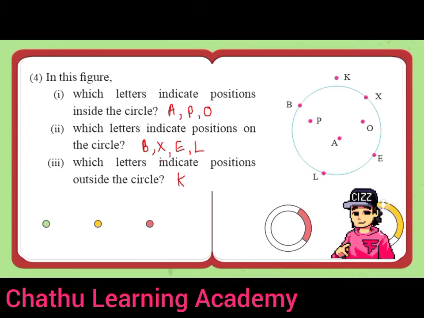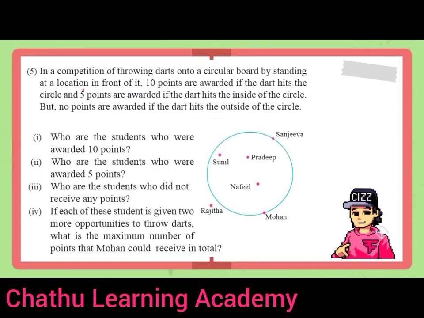Is it clear? Now look at the fifth question. Sometimes this question can be a little confusing because here we need to understand the given instructions. Okay, let's see. In a competition of throwing darts onto a circular board by standing at a location in front of it, 10 points are awarded if the dart hits the circle. Hits the circle means hits on the circle.